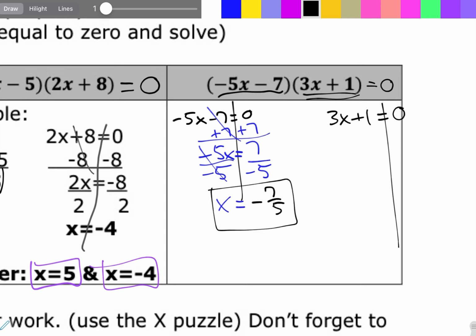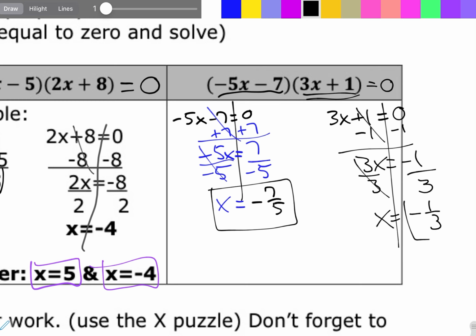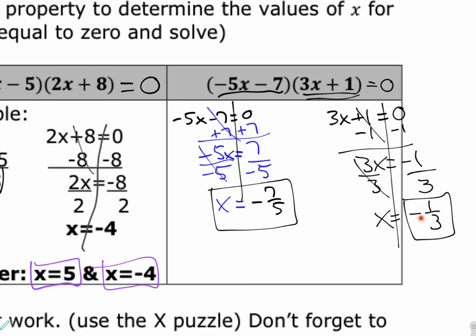And right here, we got, on the other side, minus 1 on both sides. 3x equal to negative 1. Divide by 3 on both sides. X is equal to negative 1 over 3. As you can see, my negative sign is not on the top or the bottom. It's sitting neutral, just like we got right here. Okay? Easy money.